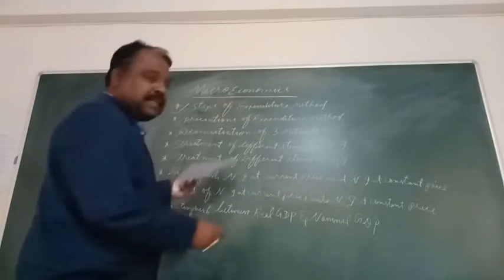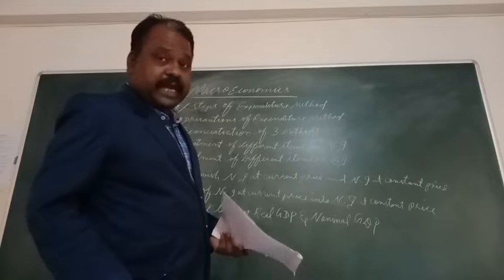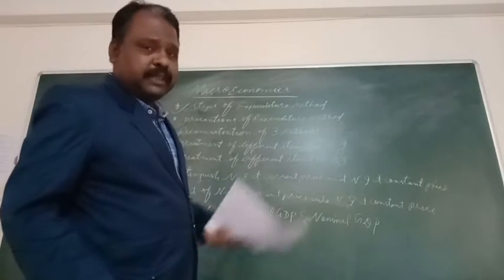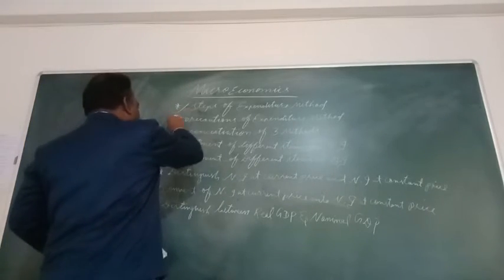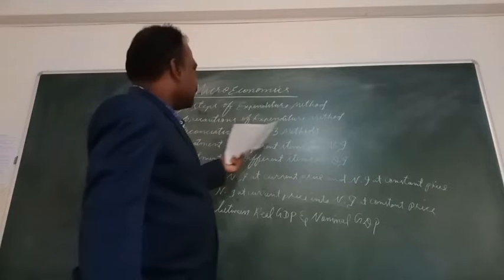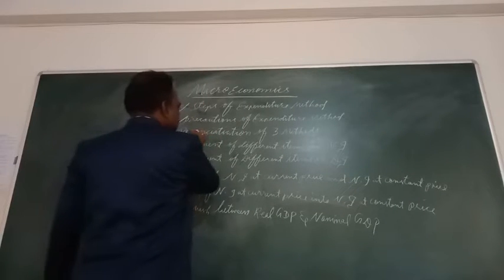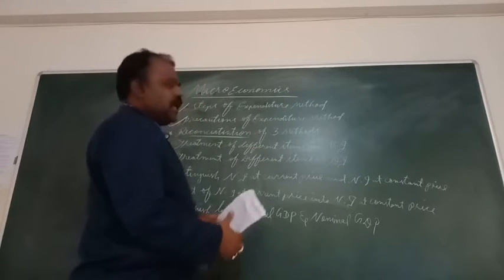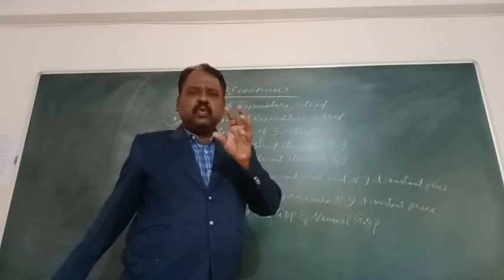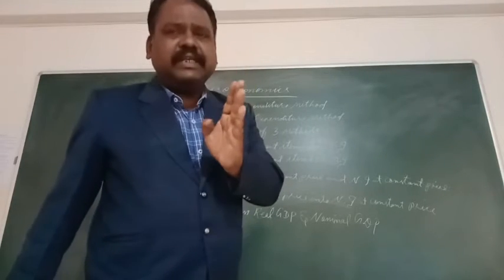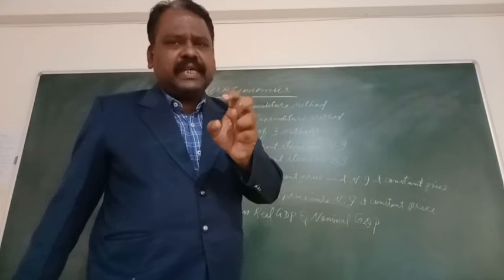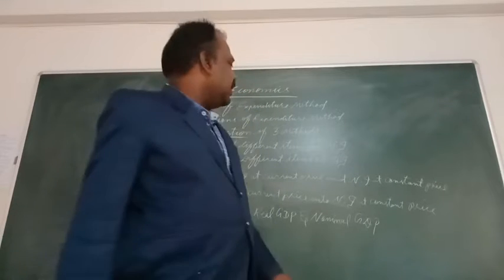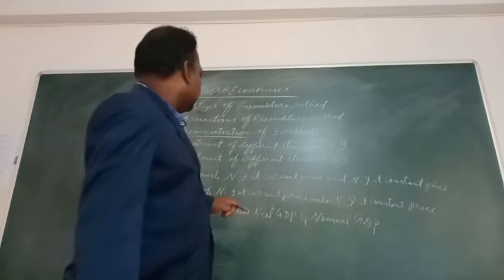Now, these are the precautions we have to take care of while computing national income through the expenditure method. Now the third point is reconciliation of methods. What is the meaning of reconciliation? Reconciliation means while we are computing national income, we are using the three methods.